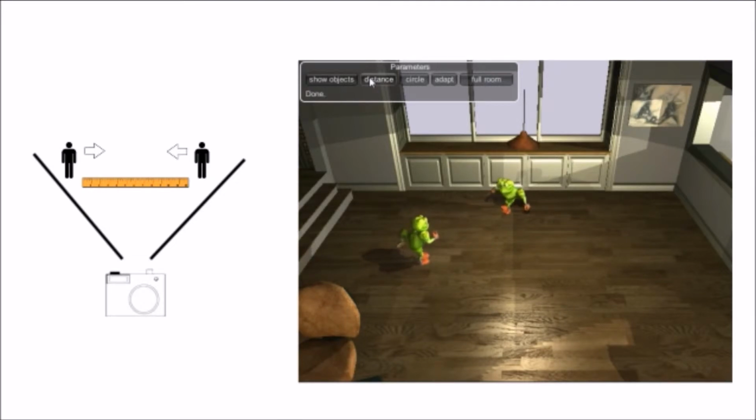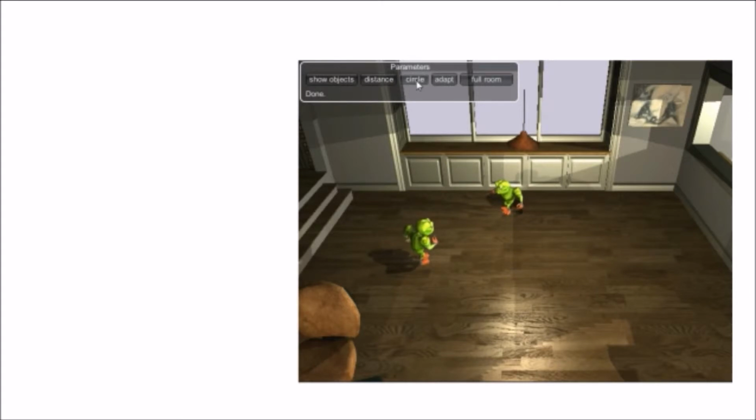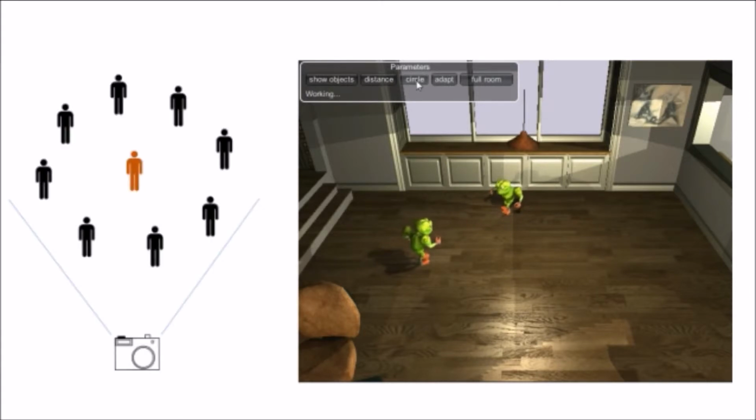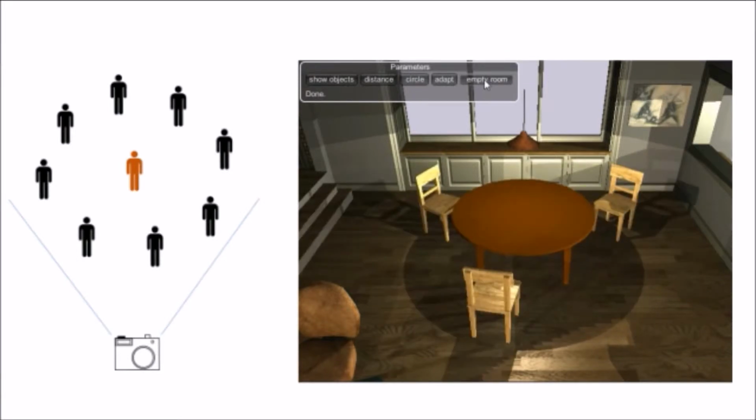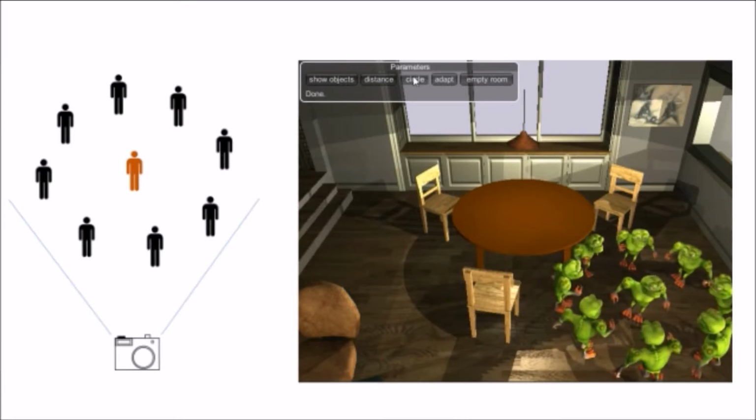In the next scenario, we have 9 of them, and we want 8 of them to stand in a circle facing the 9th. We do not constrain the radius, only spread them evenly around the center guy, like this. If the room was of a different layout, for example, contained a dining table with chairs, we would find a different solution, although the rules have not changed.